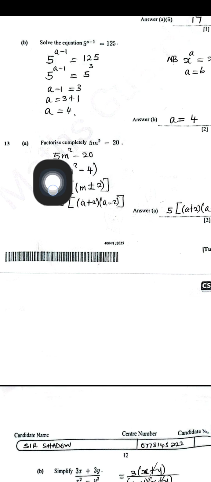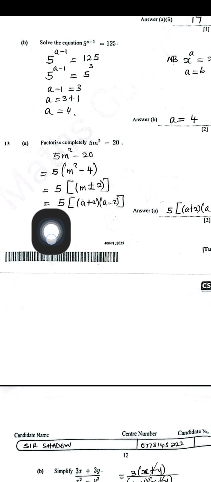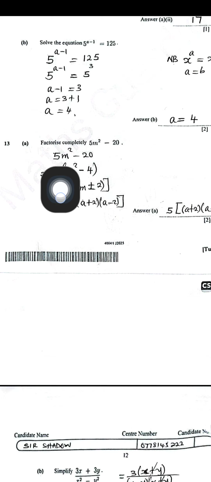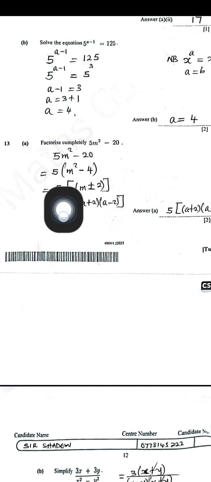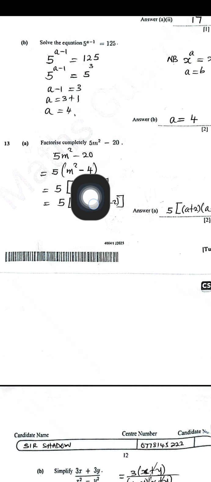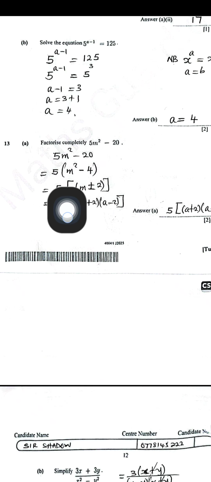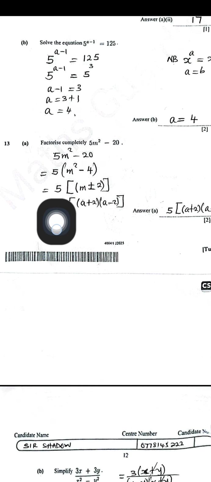So we are saying 5m squared minus 20. Alright, so factor out 5. Since 5 is common right here, we factor out something which is common. For this case, 5 is common because 5 divides this expression and also this expression. So factor out 5: 5 into 5m squared, you get m squared. 5 into 20, you get 4. So you get 5 open bracket m squared minus 4.